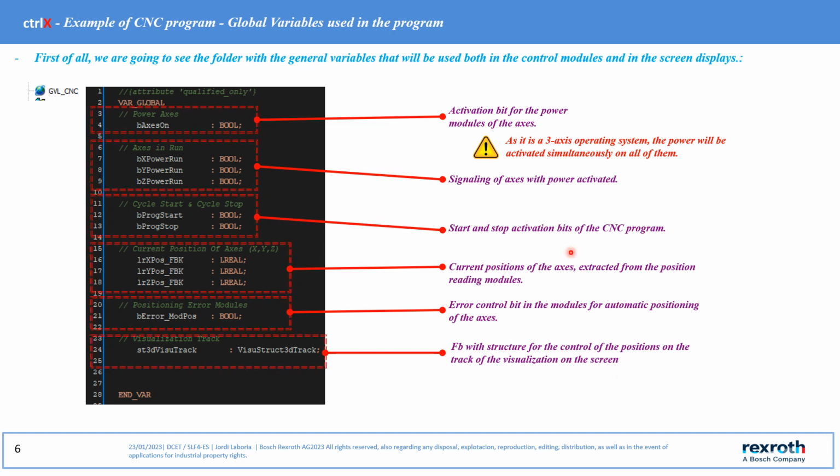First of all, we have the general variables that we are going to use in the example. Activation bit for the power modules of the axis. As it is a 3-axis operations system, the power will be activated simultaneously on all of them. Signaling of axis with power activated. Start and stop activation bits of the CNC program. Current position of the axis extracted from the position reading modules. Error control bit in the modules for automatic positioning of the axis. And a structure for the control of the positions on the track of the visualization on the screen.